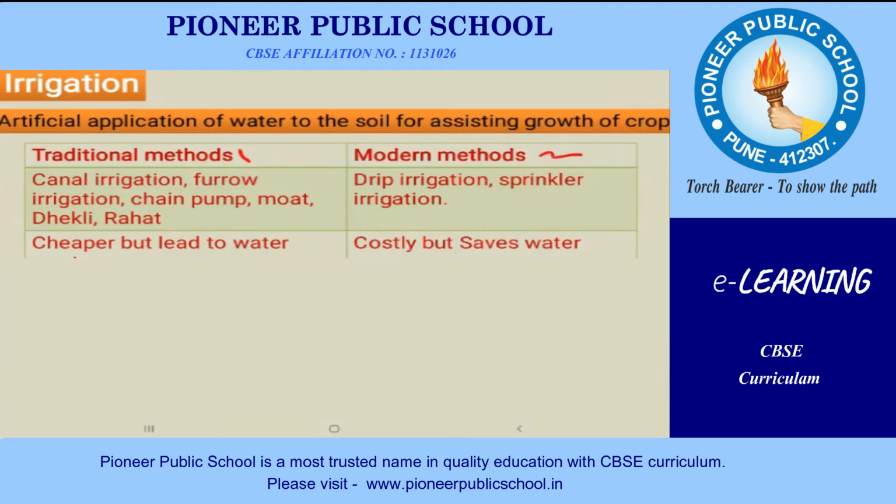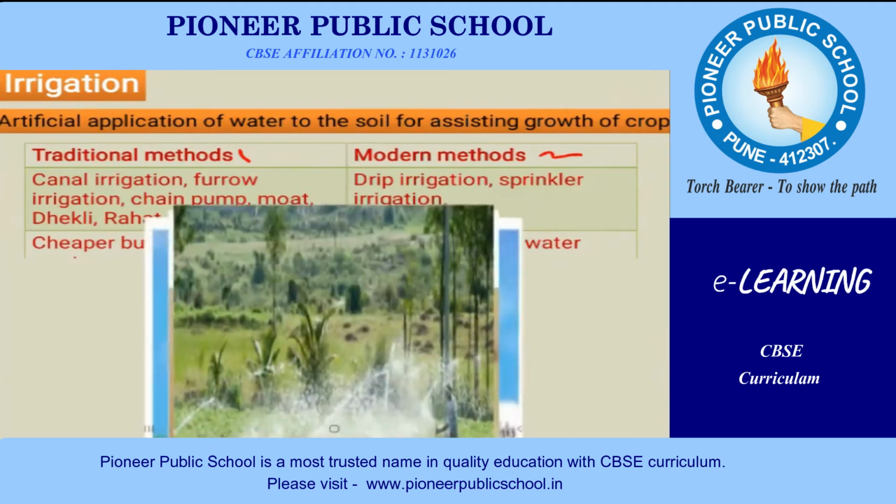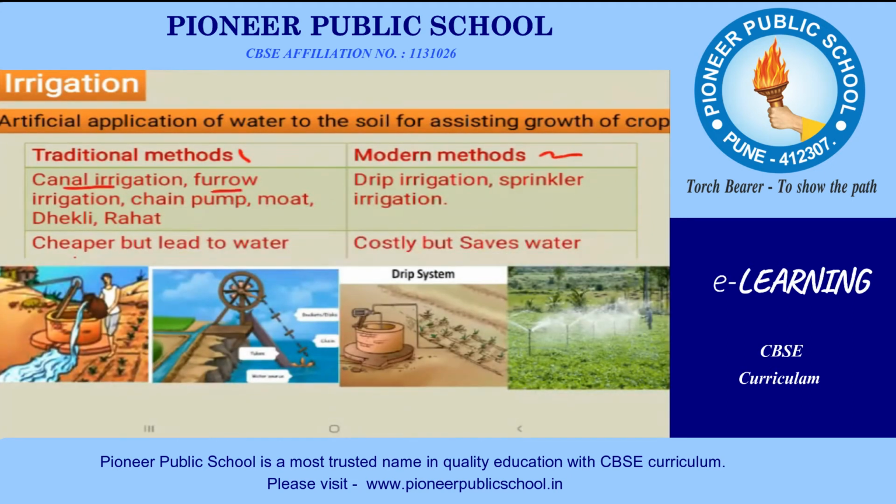Dear students, the traditional method uses different methods like canal irrigation or furrow irrigation, chain pump method, moat, dribble, rahat, etc. Here in this picture, the first two pictures show the traditional methods. In modern methods, dear students, we can see drip irrigation and sprinkler irrigation. Here in the pictures, the last two pictures show modern methods of irrigation. When we compare these two methods, the traditional methods are cheaper, but they lead to wastage of water. In modern methods, we can save water, but these methods are costly. So it depends on us which method we are going to use in our field.